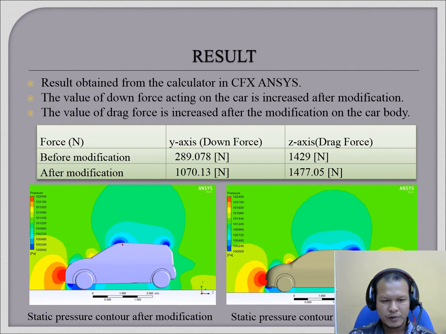Before modification, in terms of downforce, which is in the y-axis, we get 189.008 Newton, and after modification, we get 1070.13 Newton. So the value of downforce is increased. Meanwhile, in terms of drag force, it increases only slightly, by about 48 Newton. Before modification it is 1429 Newton, and after it is 1477.05 Newton.